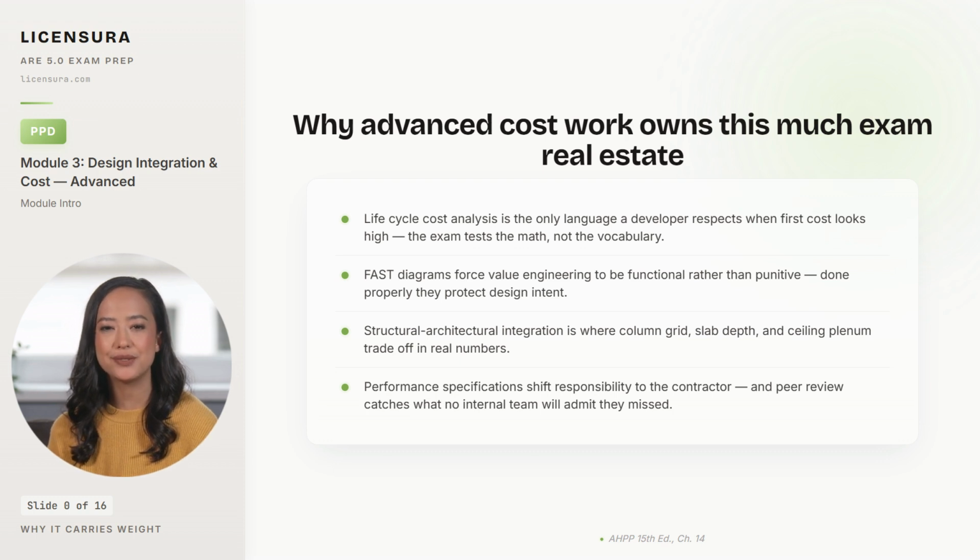And fourth, performance specifications shift the design responsibility to the contractor. And peer review is the design team's last chance to catch what an internal review will not. The exam tests when both belong in the project. Here are the 5 advanced subsections in the order the module walks them.